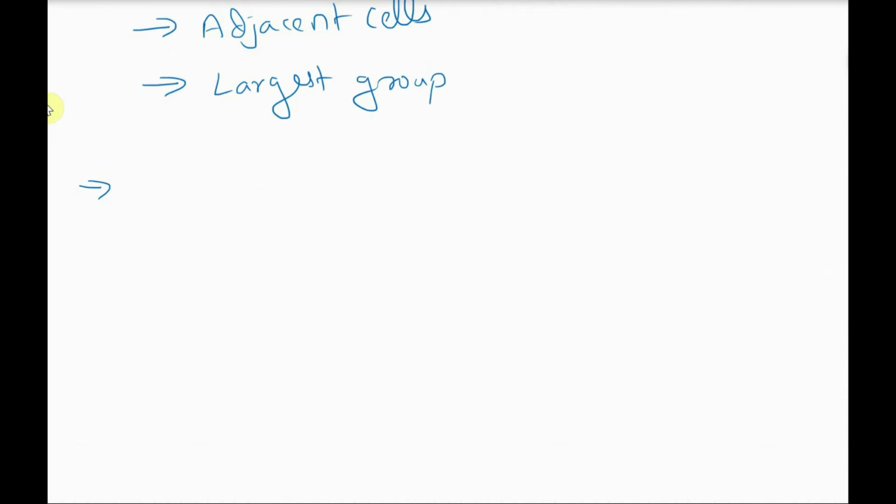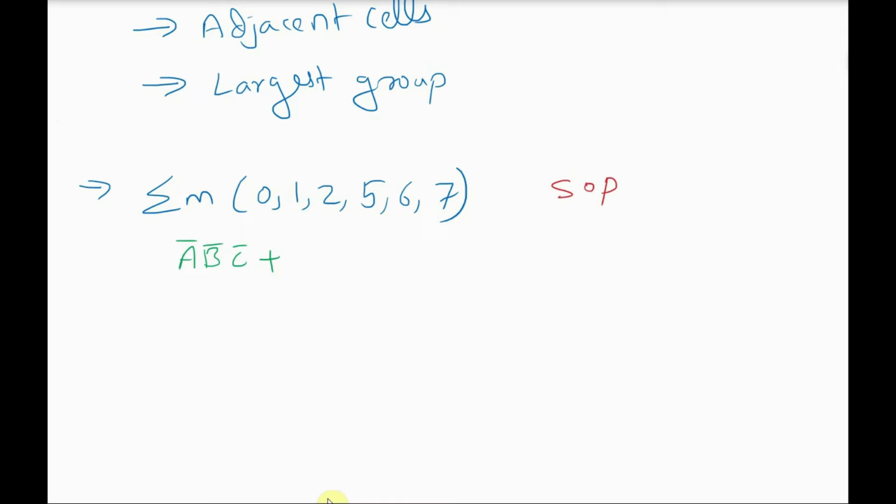Consider the expression sigma m of 0, 1, 2, 5, 6, 7. I have given it as a sum of minterms, so this is a SOP expression. If we need, we can write this in terms of variables. Since this is a SOP expression, 0 is a bar, b bar, c bar, plus a bar, b bar, c, plus 2 is a bar, b, c bar, that is 0, 1, 0.